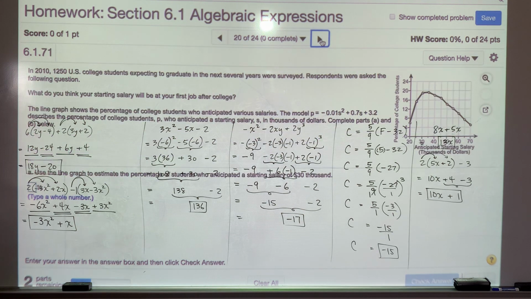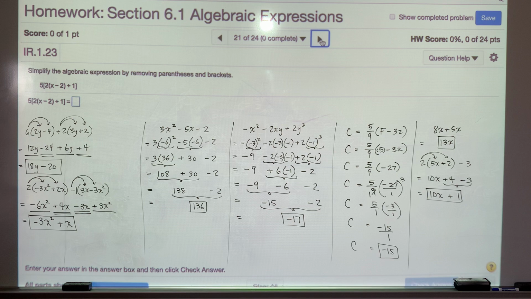You can skip number 19. 20, we don't need these for now. We should do 21.